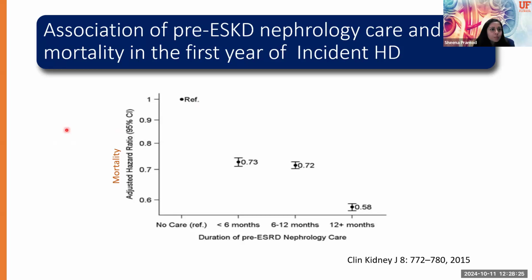We also know that pre-dialysis nephrology care affects mortality, especially in the first year of incident hemodialysis. So this looked at mortality for 12 months with patients who had no care, less than 6 months care, 6 to 12 months care, and more than 12 months care. And as you can see, much higher mortality in the patients who had less nephrology care compared to patients with more nephrology care.